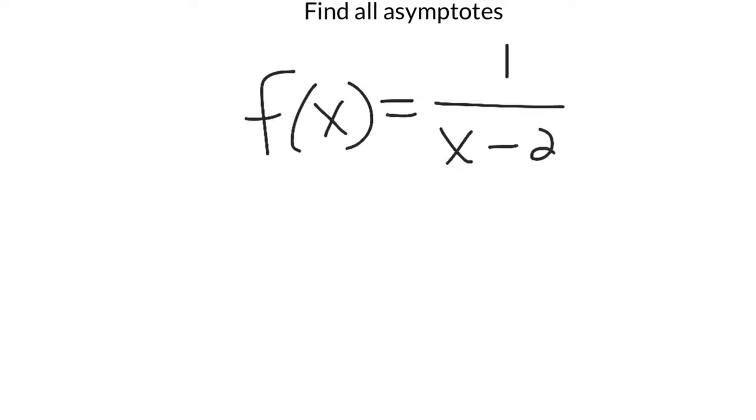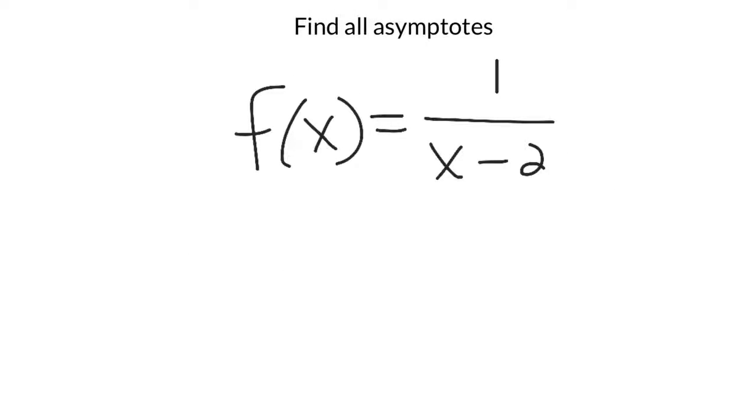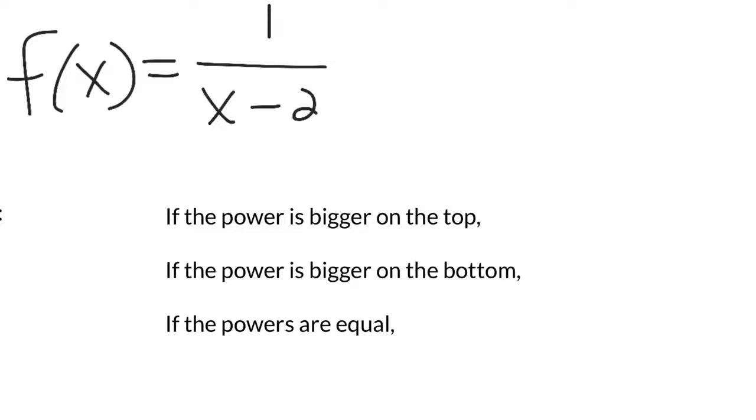So there's three types of asymptotes we usually look for. Let's check out the first one on my list: horizontal asymptotes. You can find out where these occur with three rules. If the power is bigger on the top, like the powers of x are bigger on the top than they are on the bottom, then we say there's no horizontal asymptote. Okay, it could be a vertical asymptote, but there's no horizontal asymptote.